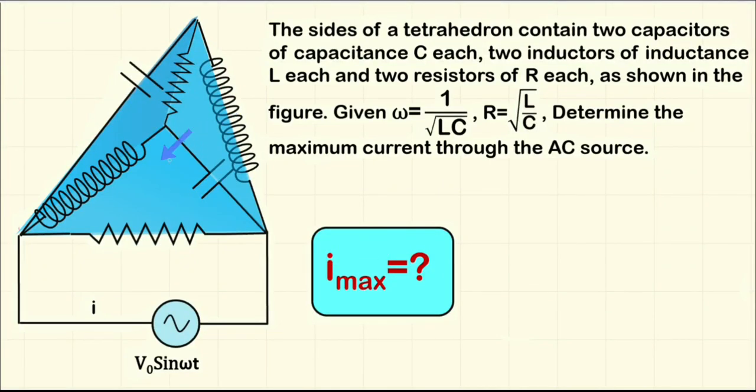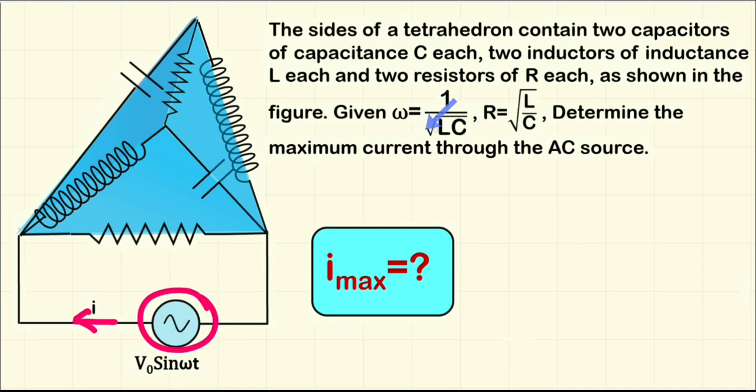Hello students, in this question, two identical capacitors, resistors and inductors are applied along the edge of a tetrahedron as shown in this figure here, and between these 2 points we have applied an AC source of maximum voltage V0 and frequency omega, right? You have to determine the maximum value of current that is coming from this AC source, right?